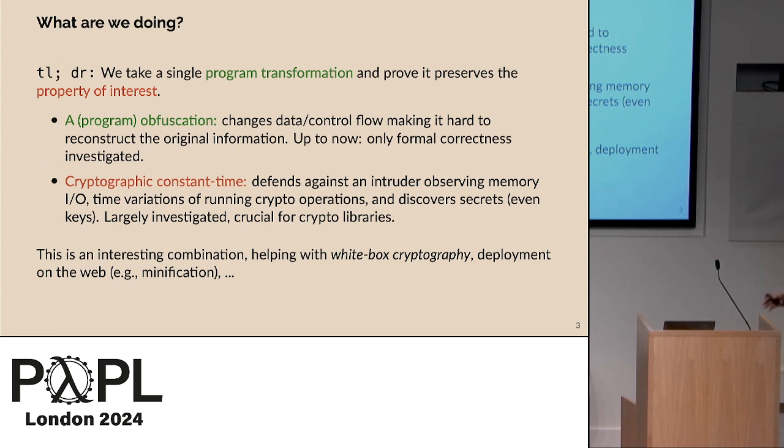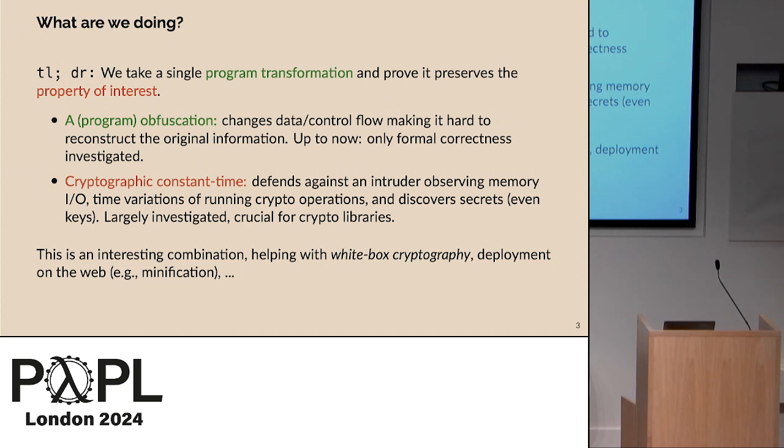Again, this is very well studied. We have a lot of formalization to start from. The idea of cryptographic constant time is to defend the program against an intruder that observes the I/O operations of a program and its running time, the time it takes for the program to perform some operation, for instance cryptographic operations. By observing that behavior, an attacker can actually discover secrets, for instance keys.